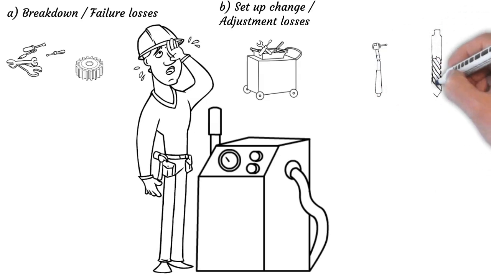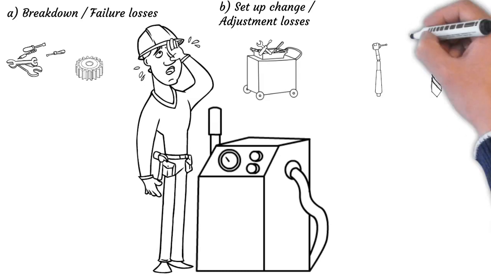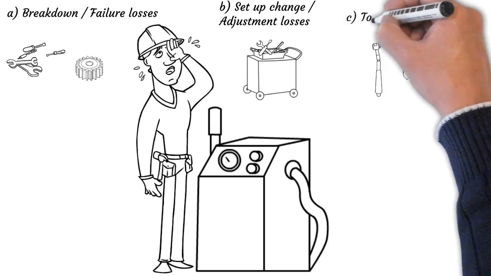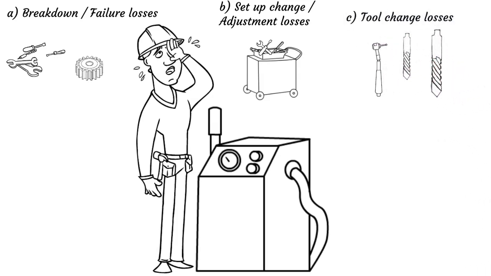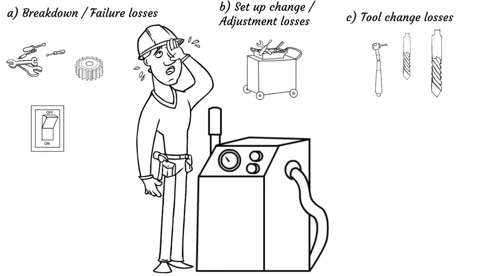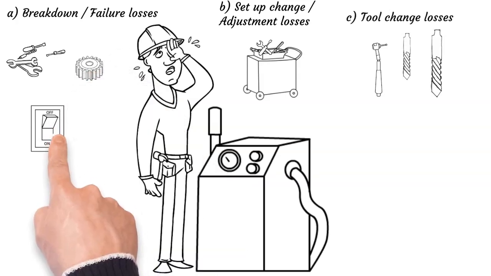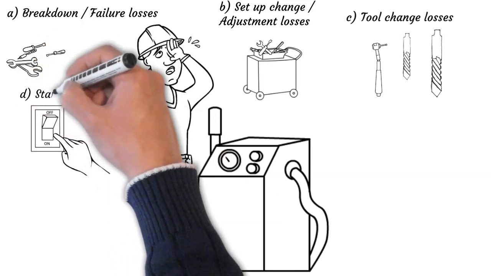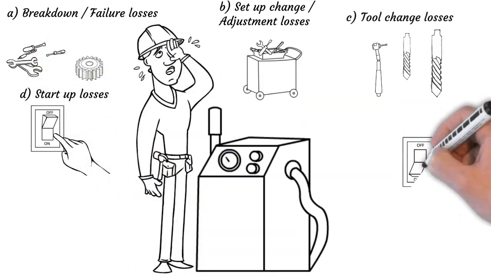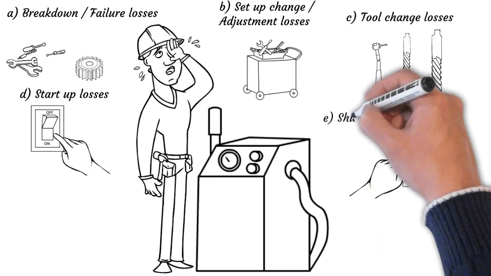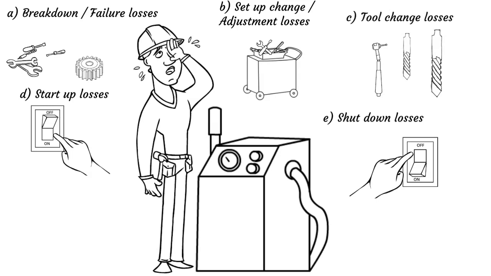Tool change losses. During the production, when machine is stopped and tool change because it is worn out or breakage, it is known as tool change loss. Startup losses. While starting the machine, activities done by operator before starting the production such as cleaning, maintaining parameters and inspection etc. Shutdown losses. When machine is stopped and shutdown taken for planned maintenance work or inspection purposes.